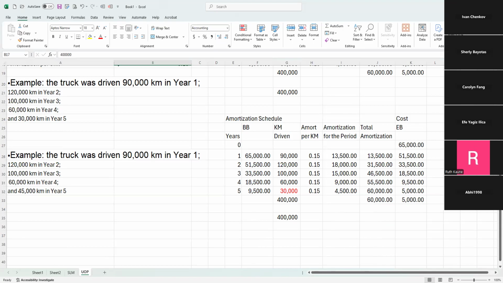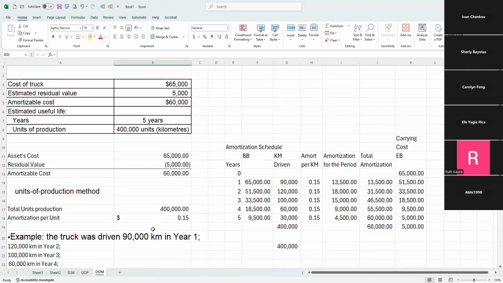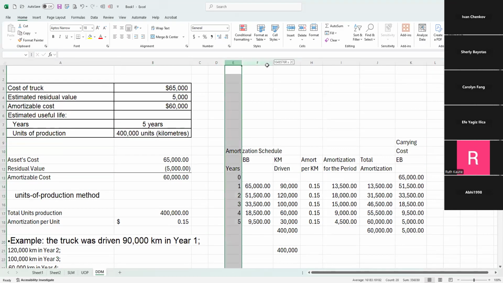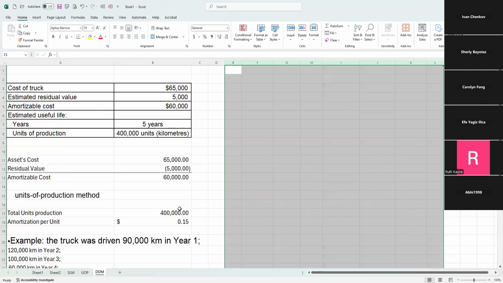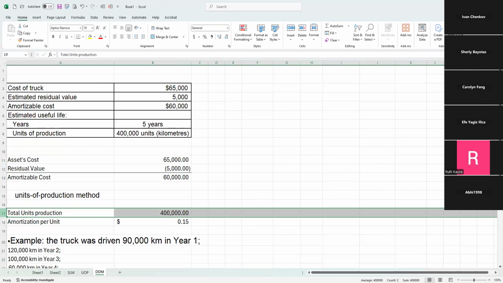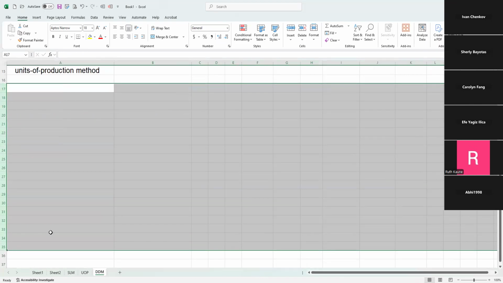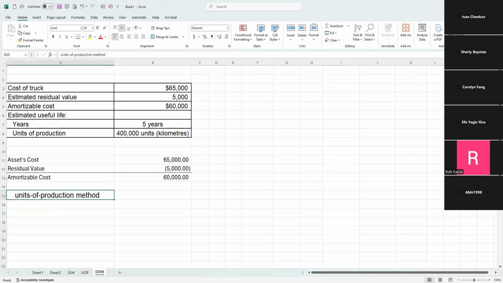Okay, let's go with the next one, which is the double declining method. For the double declining method, again, I have to delete. Sadly, I have to delete everything, and I have to delete all that information. Boom. And I have to change the name here. Instead of unit of production, we're gonna go double declining method.